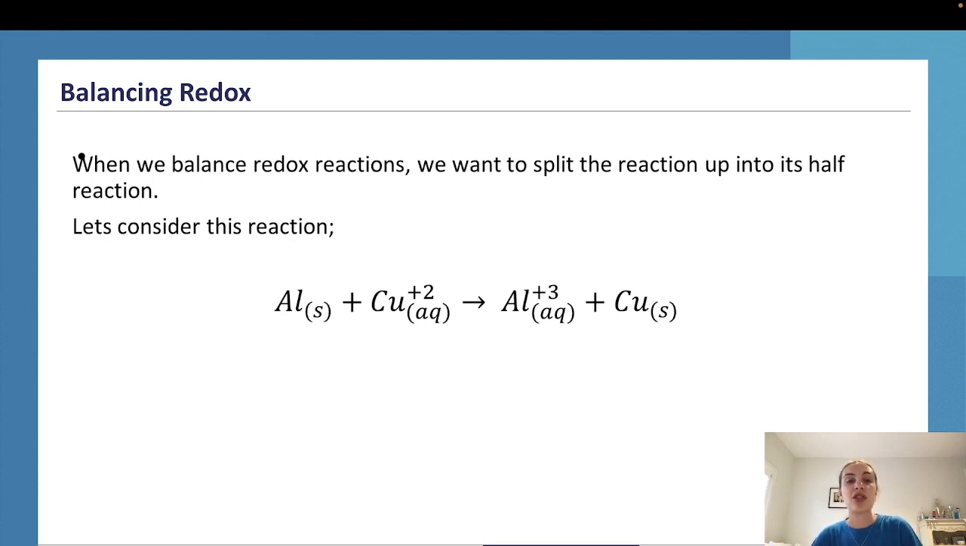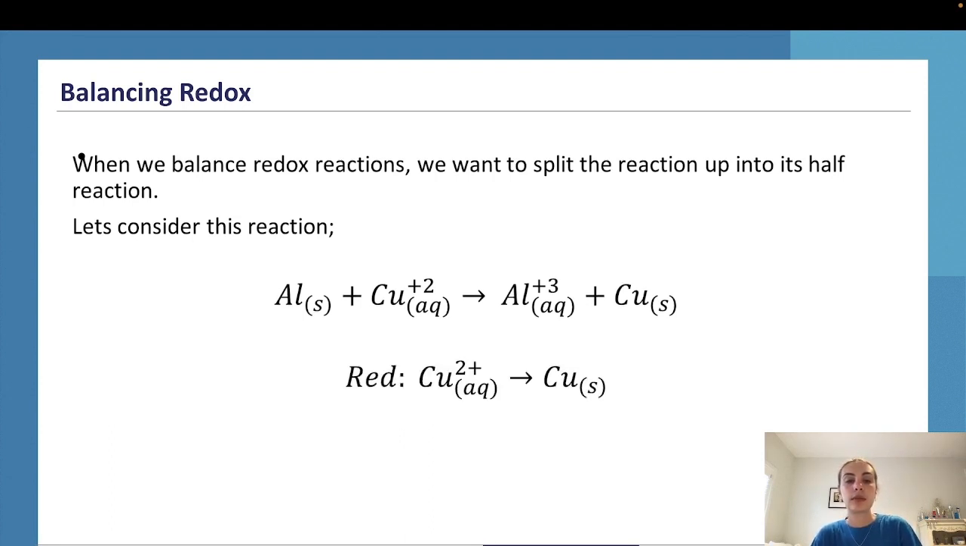Balancing of these reactions doesn't work very well when you try to just balance them as a whole reaction. So in order to split them up, we first of all want to determine what's being reduced.